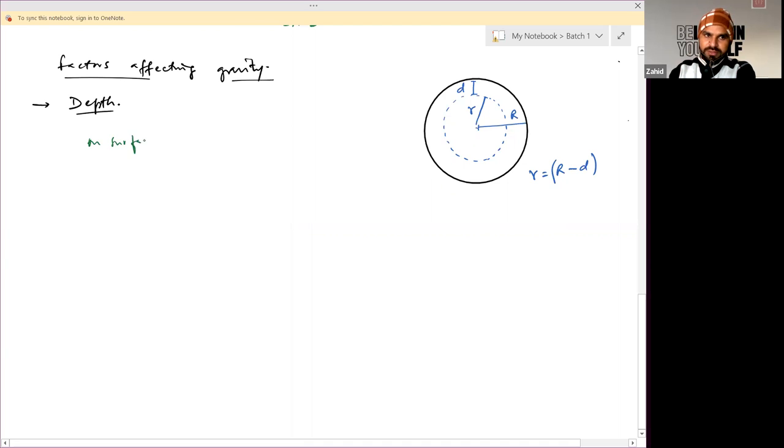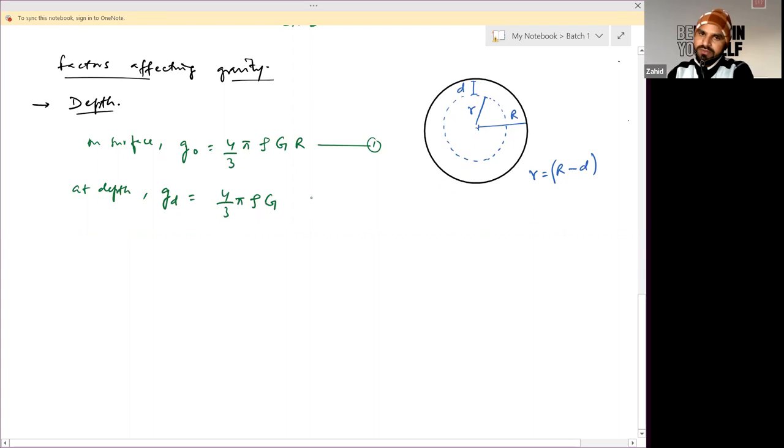So on surface of Earth, gravity is 4 pi rho G into R by 3. I have written gravity in terms of rho and radius. Let's say this is the equation first. So at depth, it will be g_d equals to 4 by 3 pi rho G, and distance from the center to that point is just a small r.